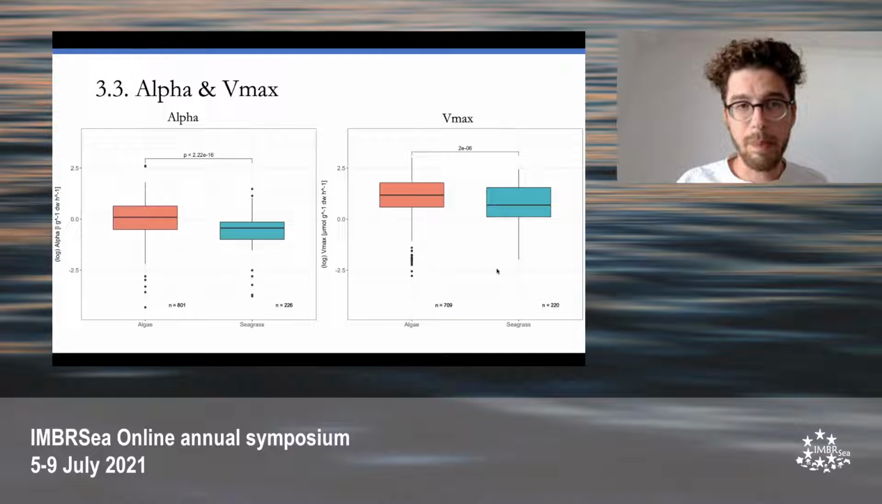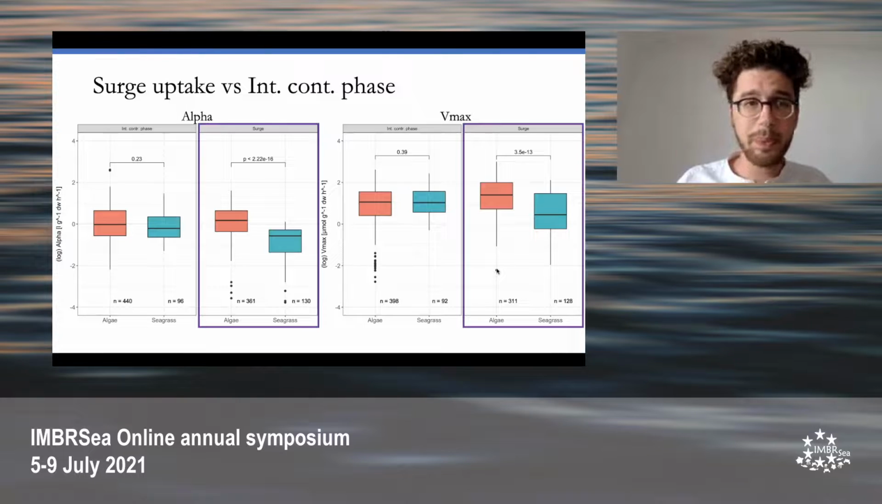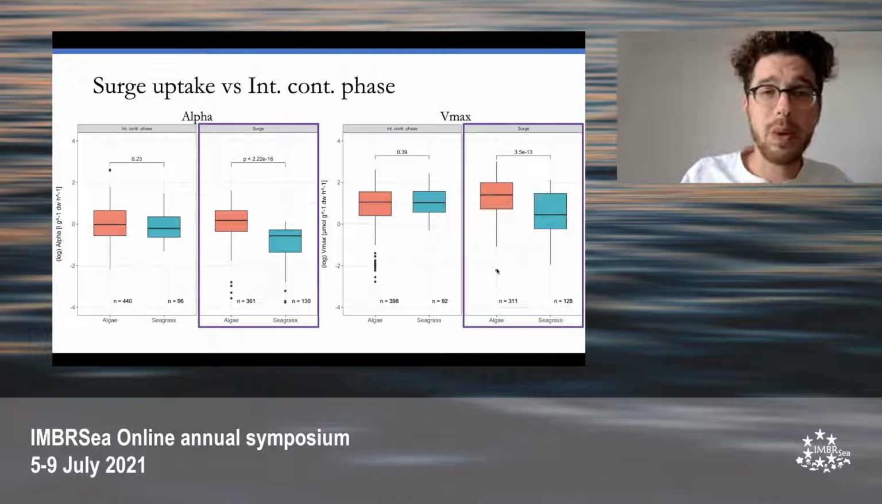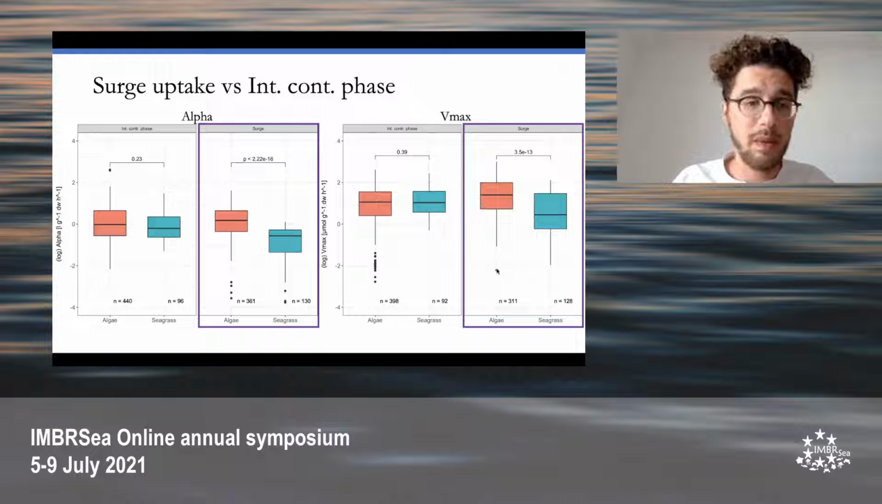So here we have the same data. For algae in red and seagrass in green, they were statistically significant for alpha and Vmax, meaning that algae have higher alpha and Vmax rates. Diving a bit deeper into internally controlled phase versus surge uptake, here in purple, we have the statistical significance for alpha and Vmax in favor of algae.